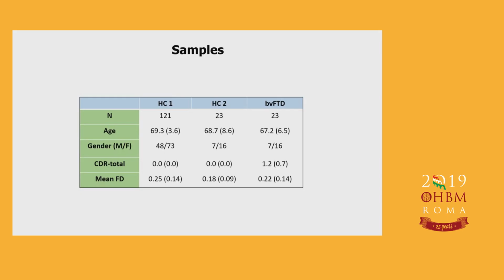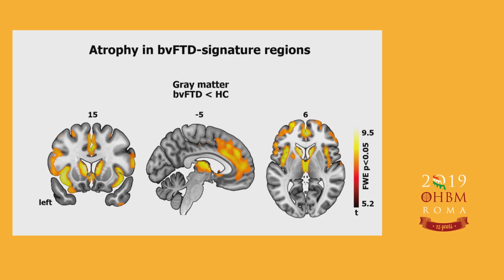We used three samples here for the study: a normative sample of a large group of healthy controls, 121 subjects, a second sample of 23 healthy older adults, and a third sample of patients with bvFTD. All samples were comparable in terms of age. Actually, these two samples were matched for age and gender and also had comparable measurements for head movement, which, as Vince also already introduced, is a very important confound, not only for time-varying but also for static connectivity analysis.